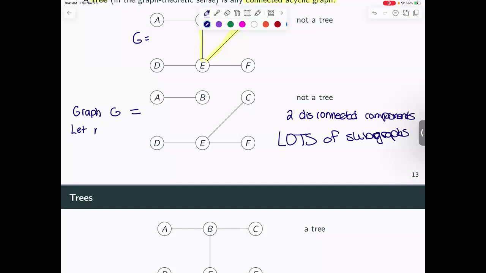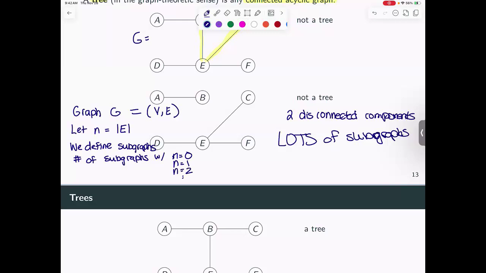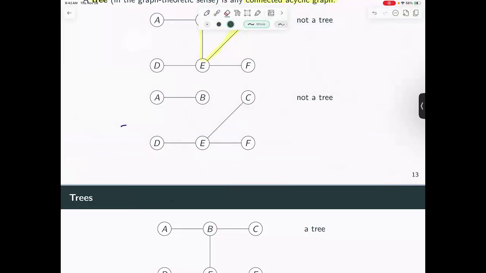Let's let n equal the number of edges in G, right? So we let G be equal to this set of vertices, this set of edges, the one that we're seeing all over here. We're going to let n equal the number of edges. Then we can define subgraphs where we can figure out the number of subgraphs with n equals 0 edges, n equals 1 edge, n equals 2 edges, etc., all the way up to however many edges were in our original graph. Yeah, that feels like that makes sense. Okay, let's move this out of the way as well. Cool.